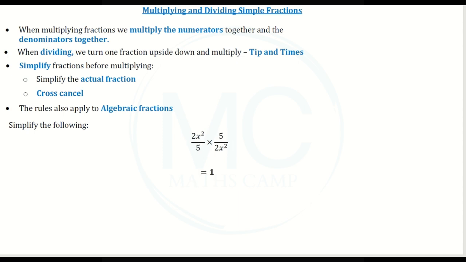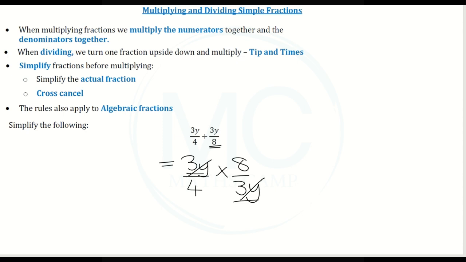I want to look at one more example. 3y over 4 divided by 3y over 8. Let's start by tip and times. So we say 3y over 4, change division to multiplication, and we're going to tip this fraction over here, and we get 8 over 3y. And now we can cross cancel. We have 3y and 3y, so these cancel out, and we're left with 1 over here and 1 over here.